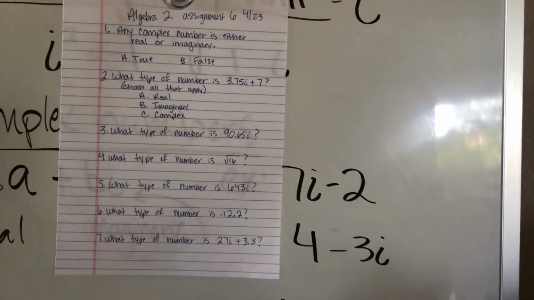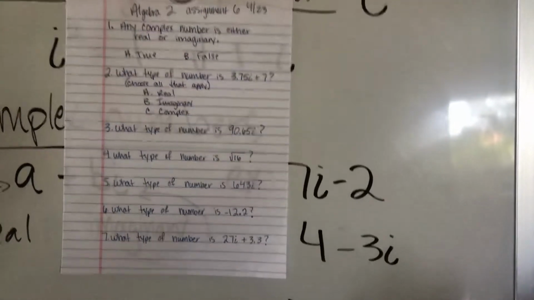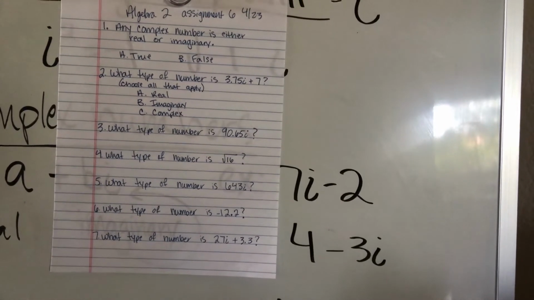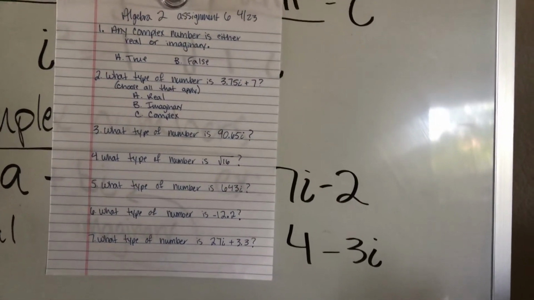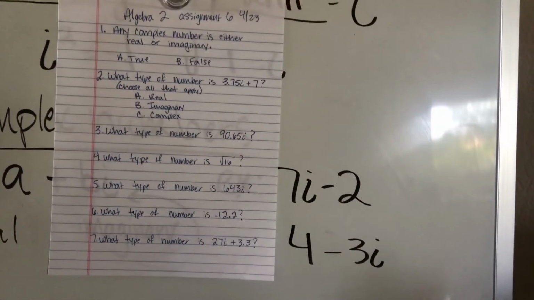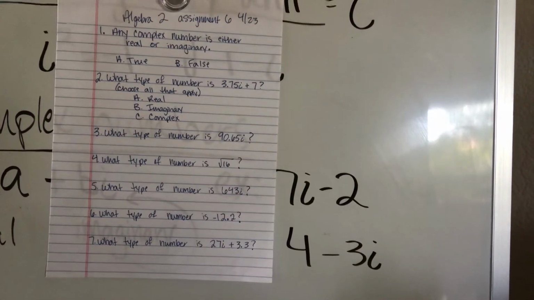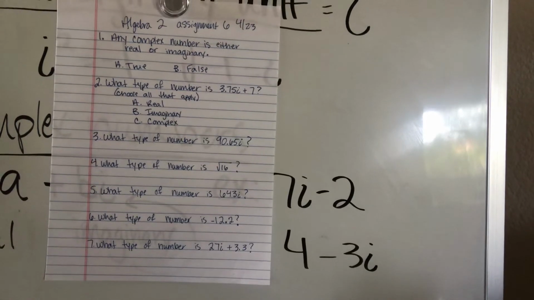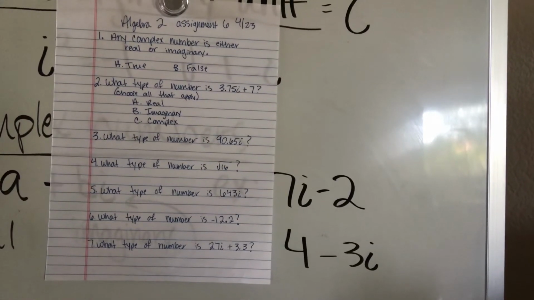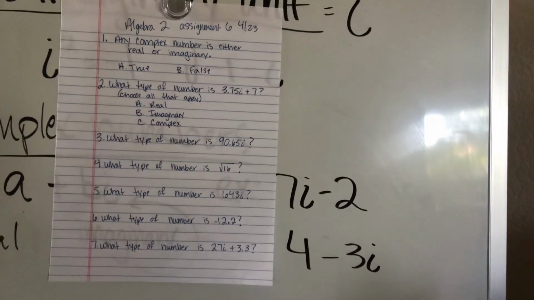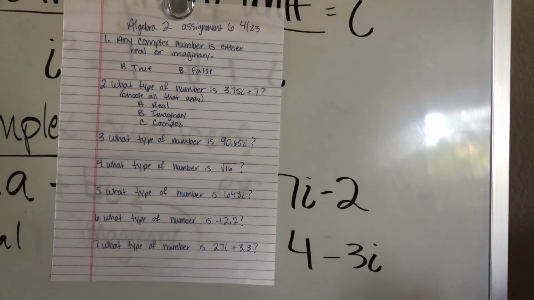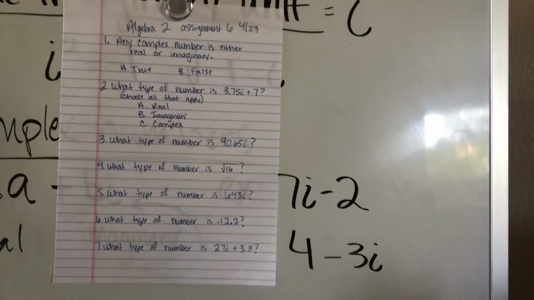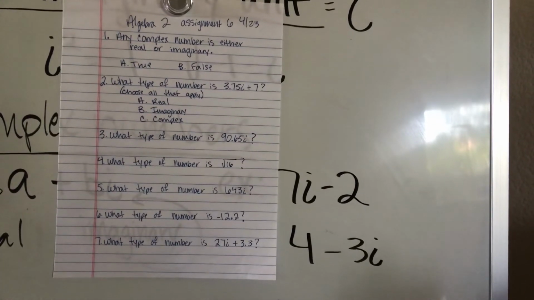Okay, the first one is a true or false question. The second one says, what type of number is 3.75i plus 7? And then you choose all that apply. A, real, B, imaginary, C, complex. Those three options apply to all of the rest of the questions. I just didn't feel like I needed to write it multiple times because I thought that you would be able to have that word bank there and then be able to answer the questions pretty easily.